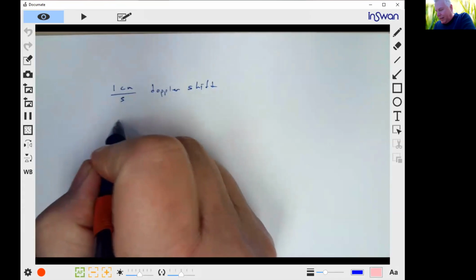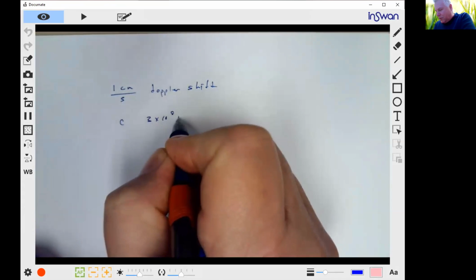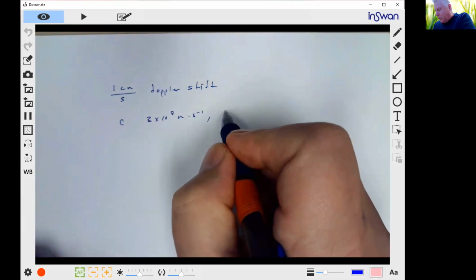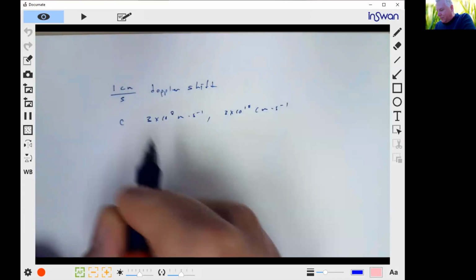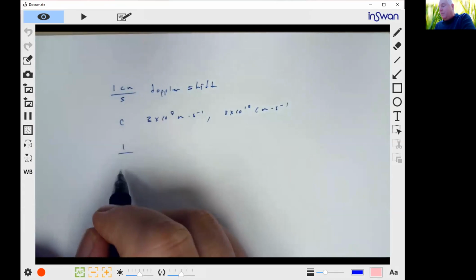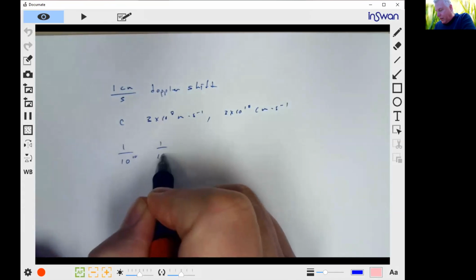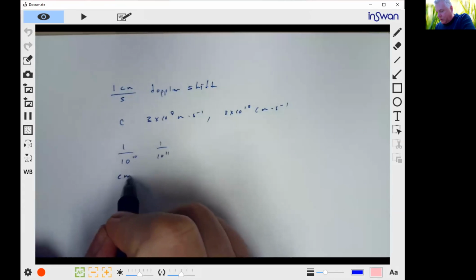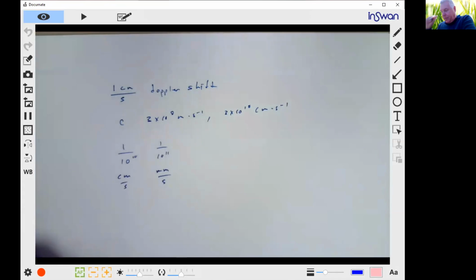And the speed of light is 3 times 10 to the 8th meters per second, or 3 times 10 to the 10th centimeters per second, right? So this is literally 1 part in 10 to the 10th, or 1 part in 10 to the 11th if you're talking 1 millimeter per second.